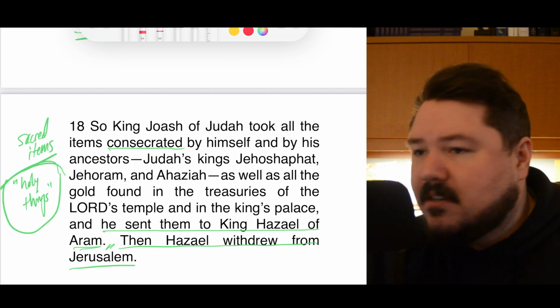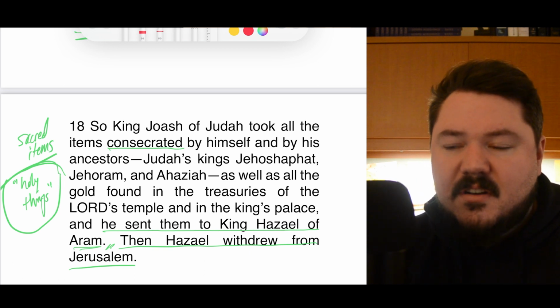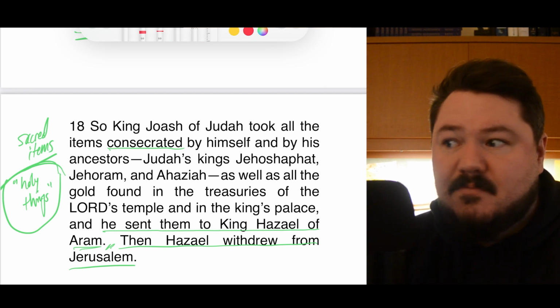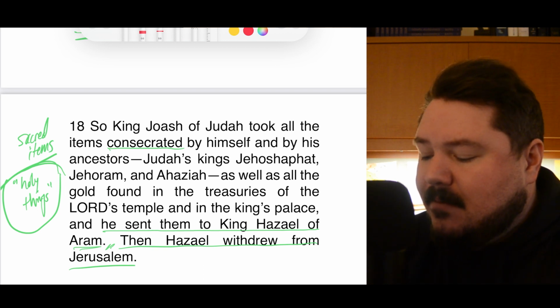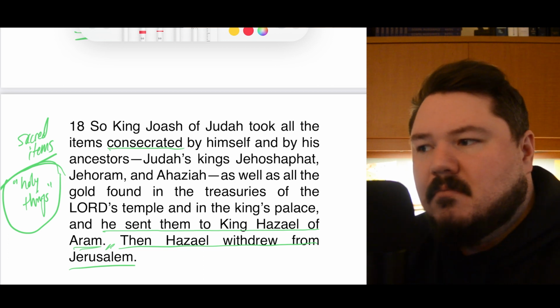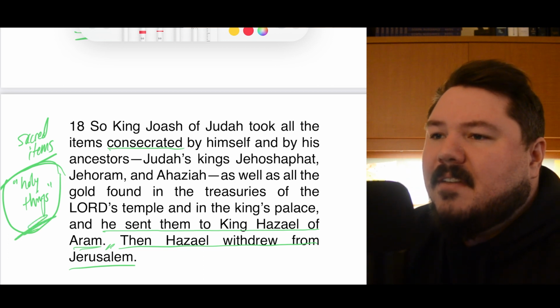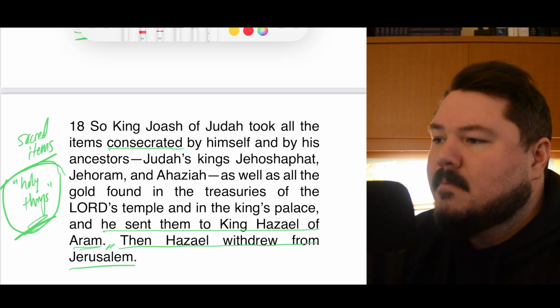We've been reading all these good things about the temple, and the temple's been featured and prominent, and even Joash is repairing it and repairing the holy things. But now you have him taking the very holy things and giving them to a foreign king. And he doesn't own these things. The king doesn't own those things. He's not giving out of his own reserves. He's giving the things of God to this foreign king.